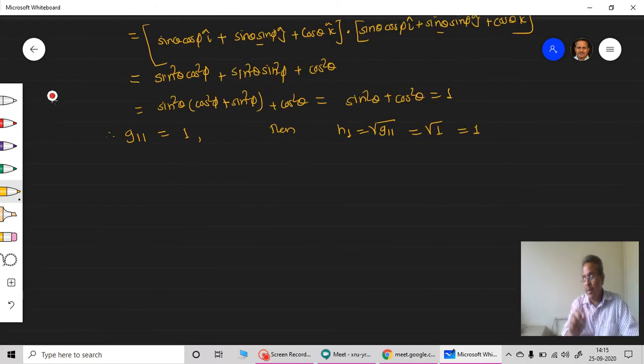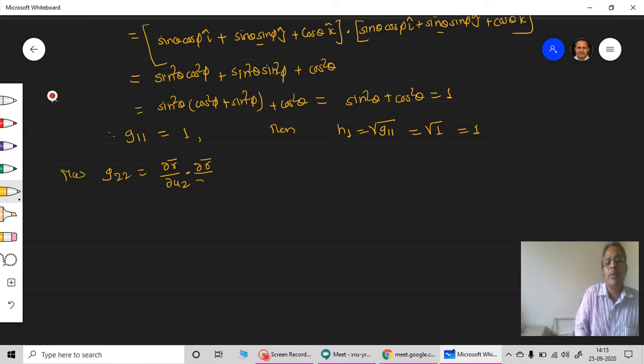Likewise, now you practice the second calculation, that is G22. Let's go for this, G22. Just go for this. I'll give 1 or 2 minutes to you. G22 is dou r bar upon dou u2 dot dou r bar upon dou u2. So it is dou r bar upon dou theta dot dou r bar upon dou theta.